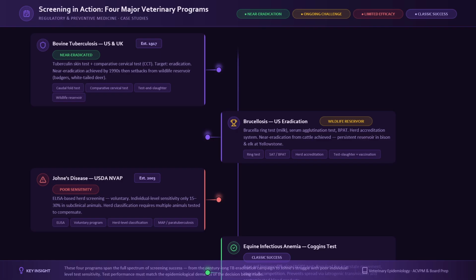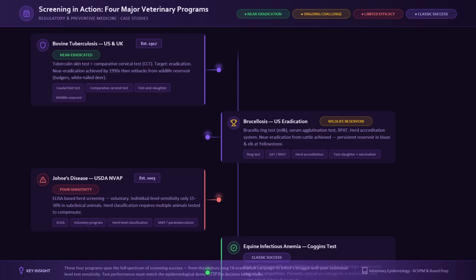And equine infectious anemia, the Coggins test, our classic success. It uses the agar gel immunodiffusion, that AGID test, and it's required for interstate movement, import, and competition. By keeping positive horses out of circulation, it quietly prevented spread through iatrogenic transmission and contaminated blood products for decades.